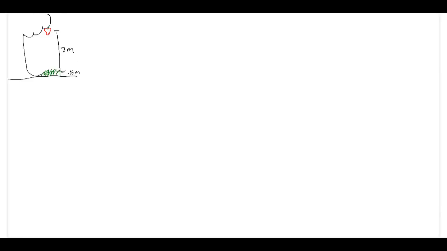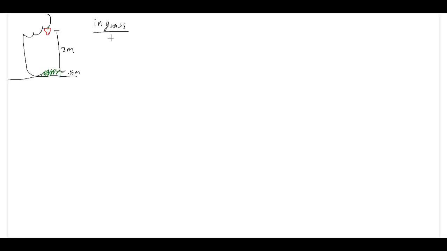So the first thing we do, obviously, is draw a picture, which we just did. The next thing I'm going to do is focus right now on the part where it is in the grass, because there's several different portions to this problem. There's the portion where it is in the grass, there's the portion where it's falling through the air.